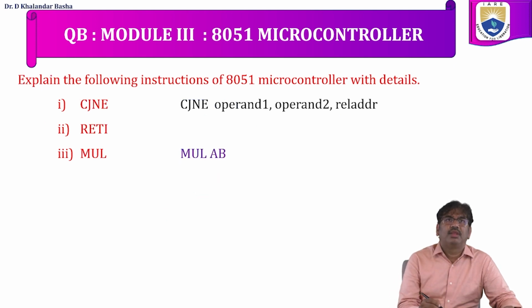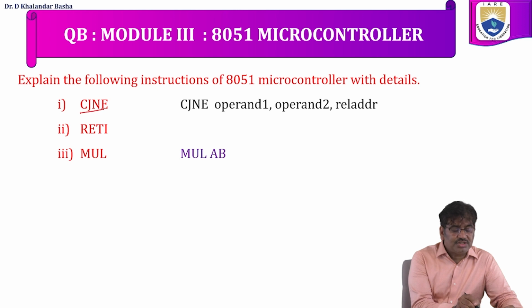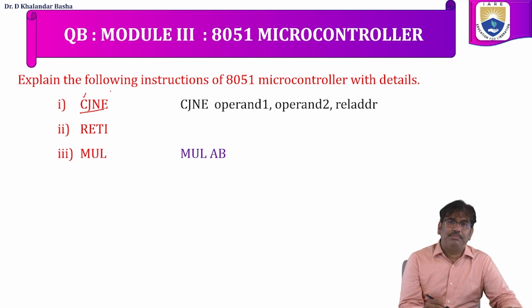We'll see the next question. Explain the following instructions of the 8051 microcontroller in detail. The first instruction is CJNE, which stands for compare and jump if not equal. Here the instruction takes 3 operands: operand 1, operand 2, and the third one, where the controller has to move the pointer from the current location to the instruction it has to execute if the condition is satisfied.